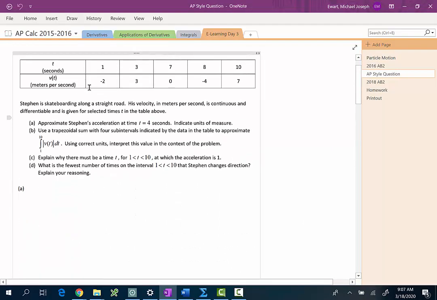This is just an AP style question. So we have Steven skateboarding along a straight road. His velocity is in meters per second, right? The one before with the particle didn't give us units. This one does, so the units are going to be worth some points.